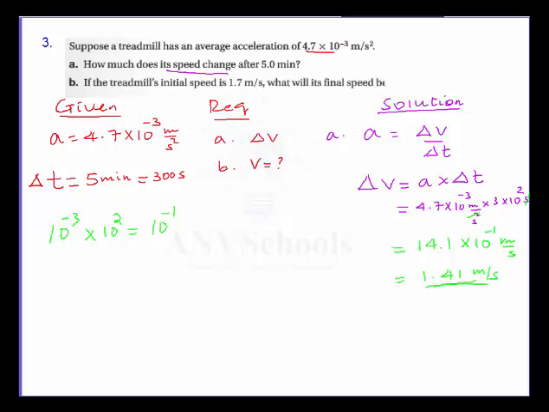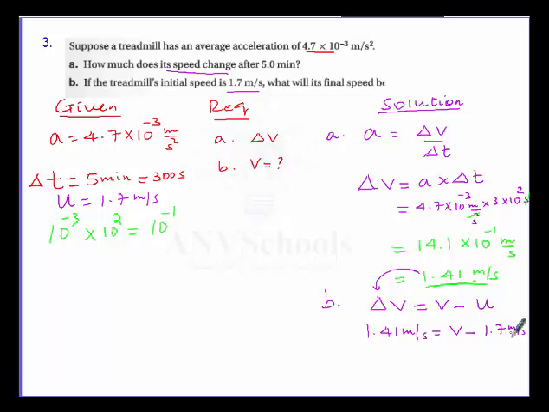Now for case B, we want to find the final velocity. We know that change in velocity is defined as the final velocity minus the initial velocity. The initial speed u is given, 1.7 meters per second, and I know the change in velocity, 1.41 meters per second. So 1.41 meters per second is equal to the final velocity minus 1.7 meters per second.